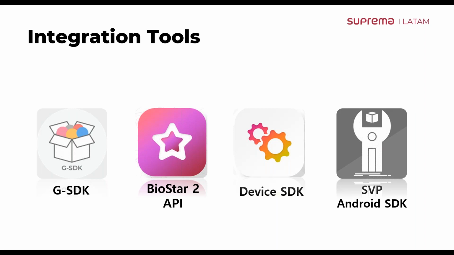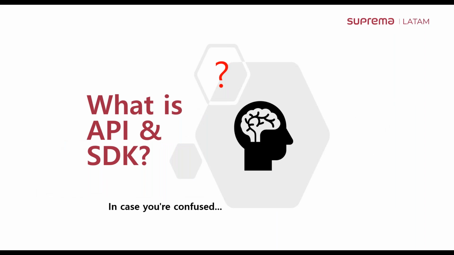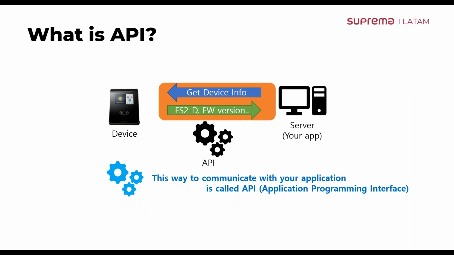Which are our integration tools? Those that you can see on the screen: the Suprema G SDK, BioStar 2 API, also the device SDK and the SVP Android SDK as well. Right, so let's see what we at Suprema refer to when we say SDK and API. The first thing is that an API is an application programming interface that, as its name says, lets you interface with the Suprema devices, to build a bridge between the Suprema device and your server application. It doesn't really matter if we are talking about the BioStar 2 API, which is a REST API, or about the Suprema SDK, either GSDK or the device SDK, okay?